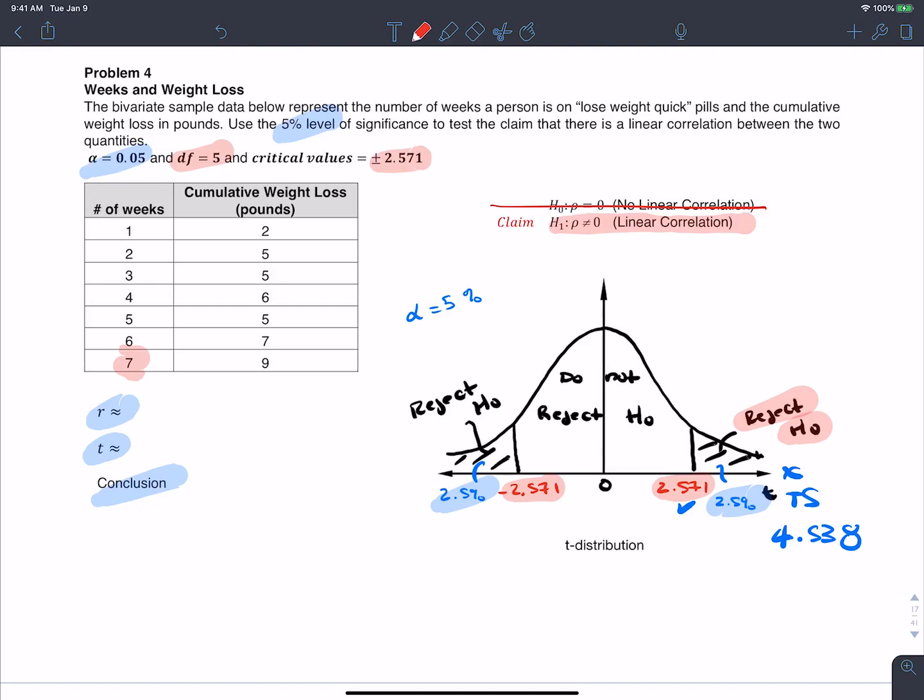Our conclusion is what? That there is a what? Linear correlation. So the sample suggests that there is a linear correlation here. The data can be fit with the best fit line. We now have to determine that best fit line. Okay, you okay with that one? So we're going to have to find the best fit line. Pretty good.